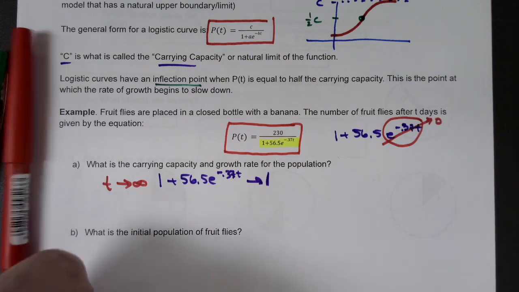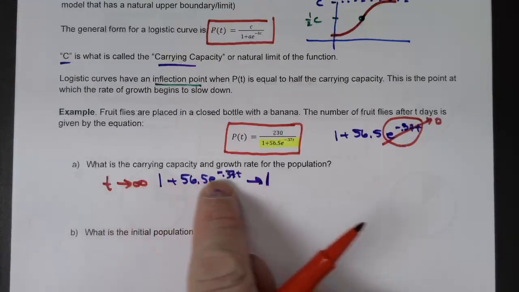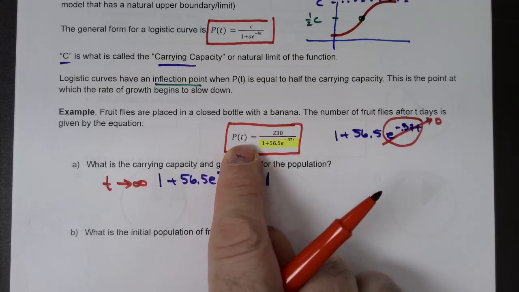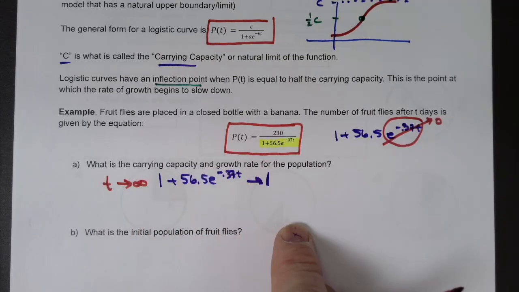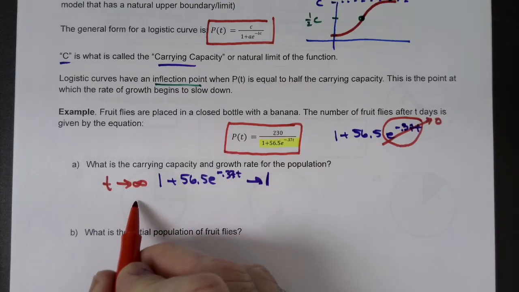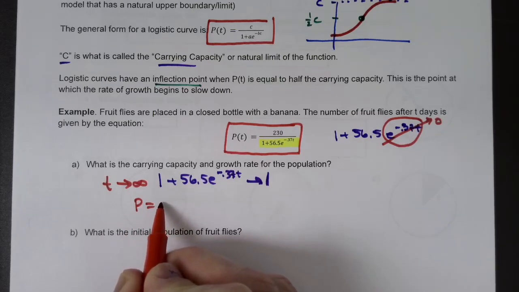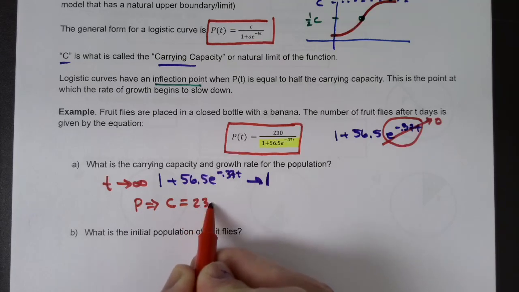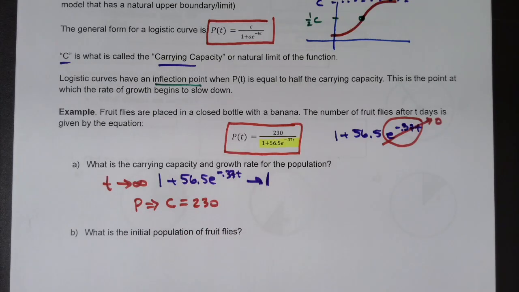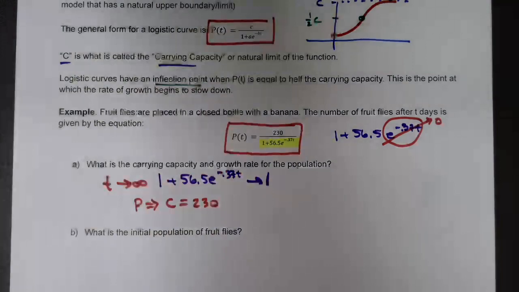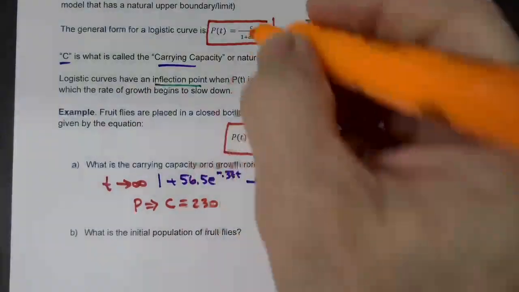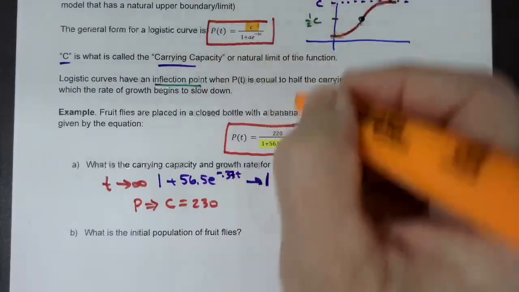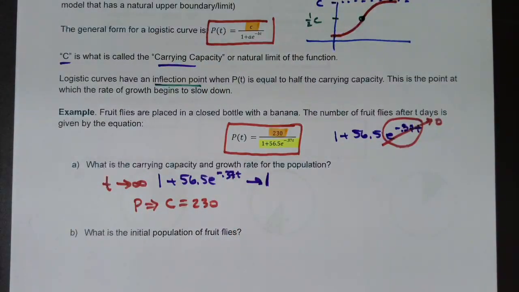Which means that as t gets bigger and bigger and bigger, this carrying capacity, the population, that population is going to go to C, the carrying capacity, which is going to equal 230. And look again, back to the equation up above, and you'll see that in the general equation, whatever is in the numerator, that is our carrying capacity.